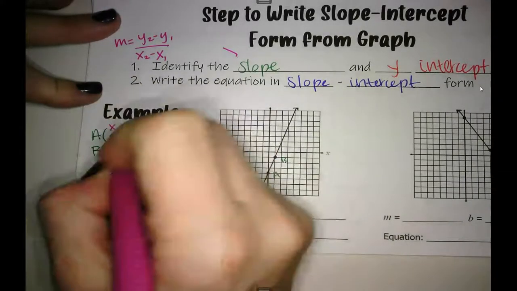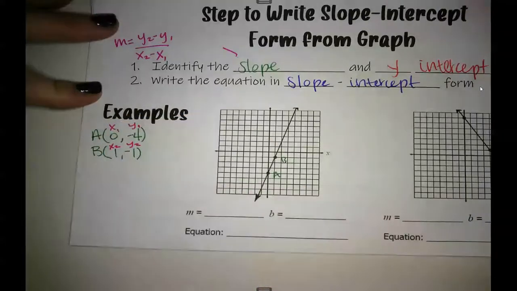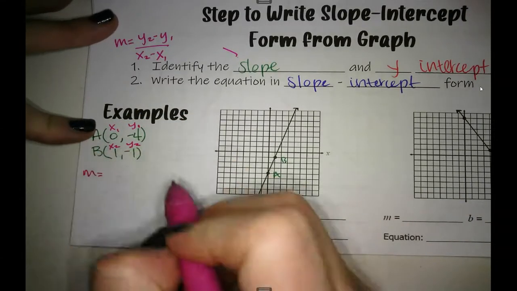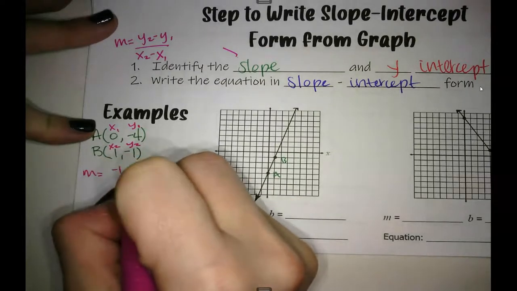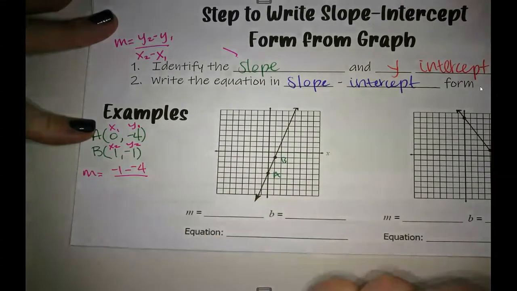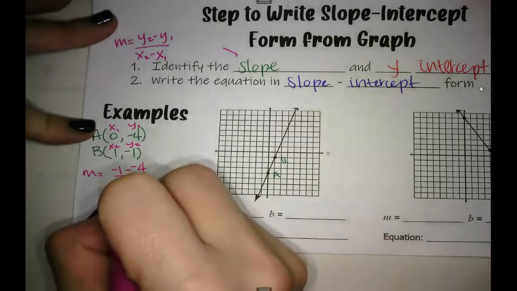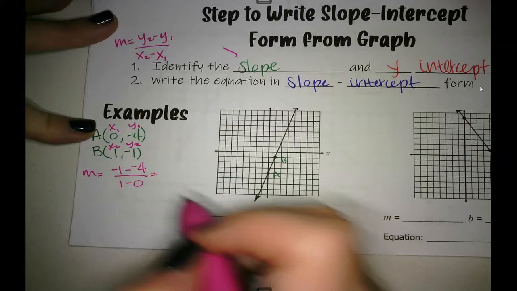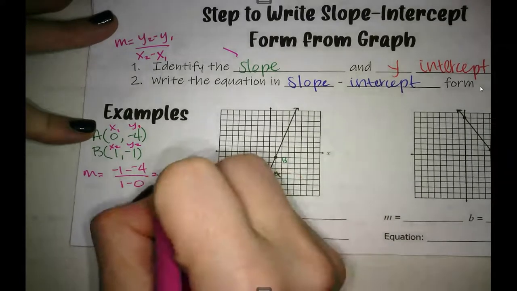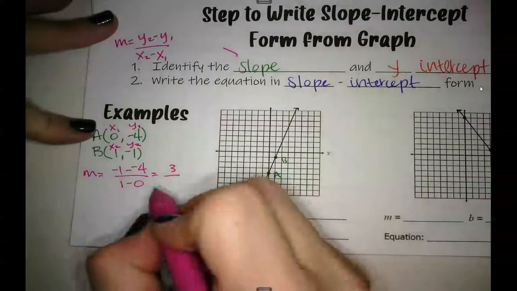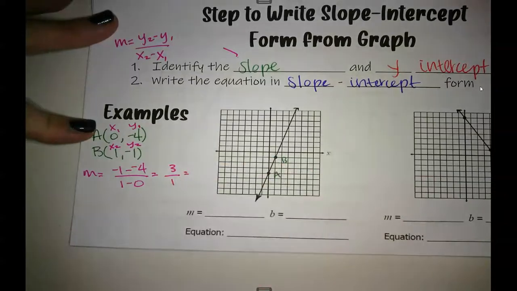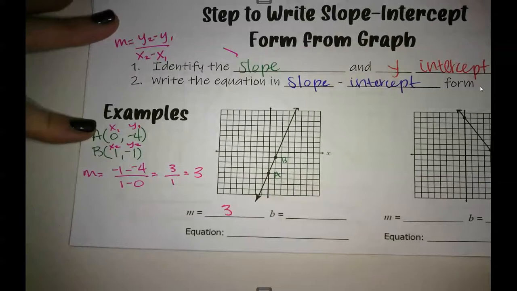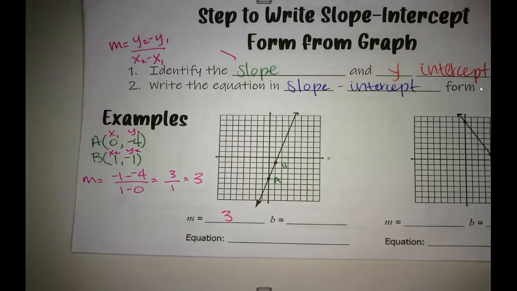x1, y1, x2, y2. Remember, it makes it so much easier if you label. So our slope equals -1 minus -4 divided by 1 minus 0. This is 3. 1 minus 0 is 1. Remember, when there's a 1 in our denominator, it's really just that top number. So slope is 3.